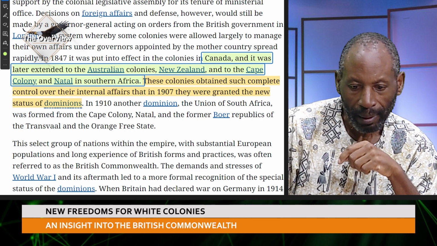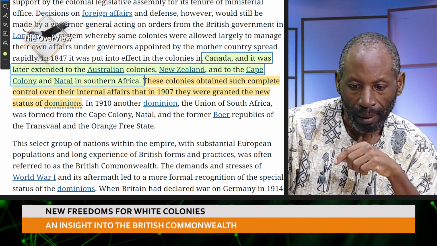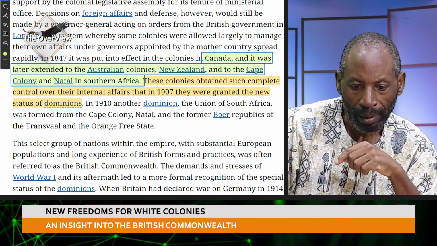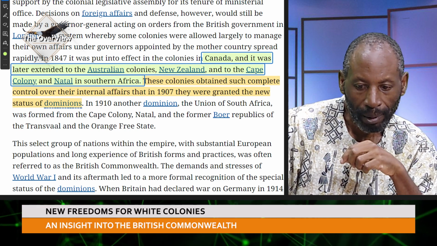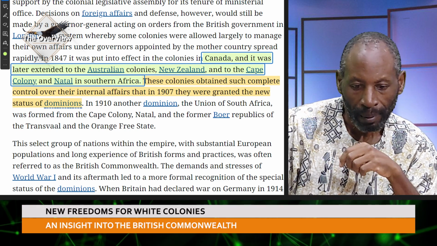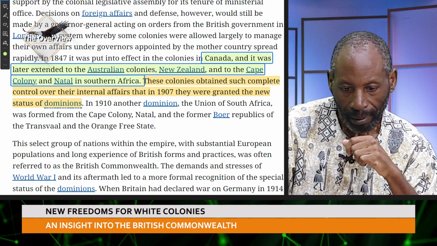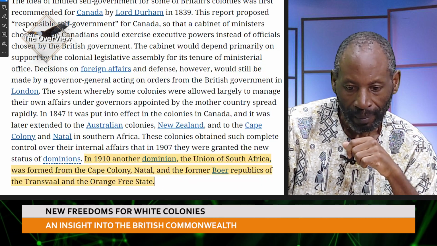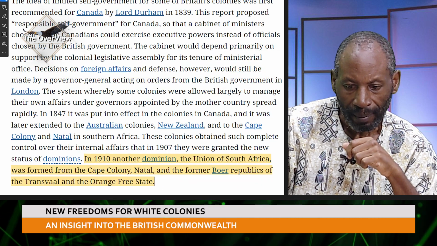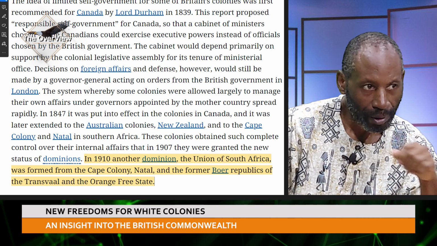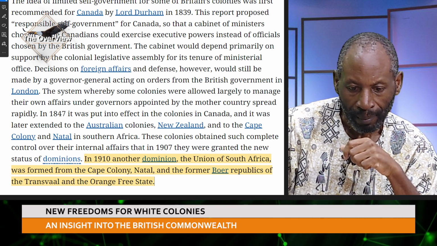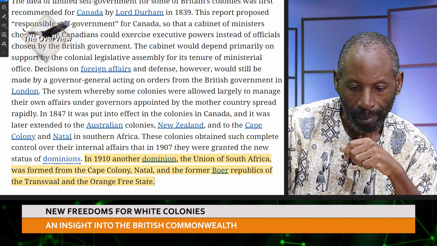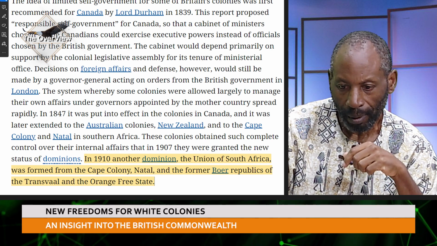So later on, they obtained almost complete control over their internal affairs, so that in 1907 they were granted the new status of, or after that period, I should say, in 1910, South Africa as a whole joined the so-called status of dominions within the Commonwealth.